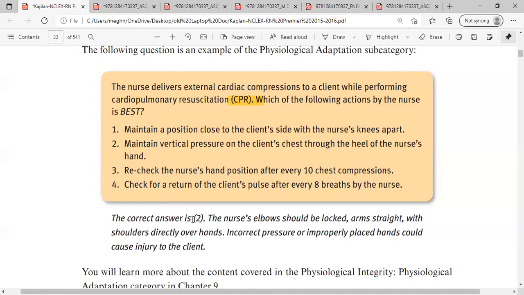So the correct answer is number 2. Maintain vertical pressure on the client's chest through the heel of the nurse's hand. Heel. So the nurse's elbows should be locked, arms straight, with the shoulders directly over the hands. Incorrect pressure or improperly placed hands could cause injury to the client.